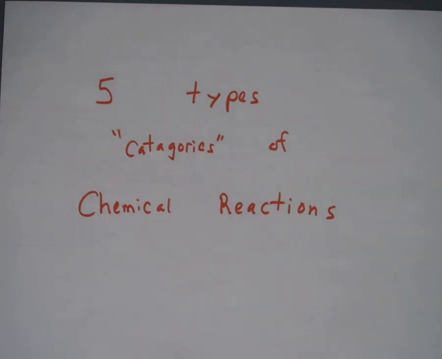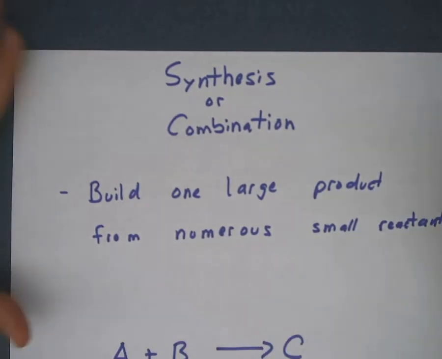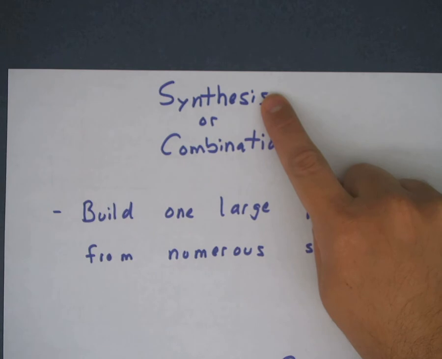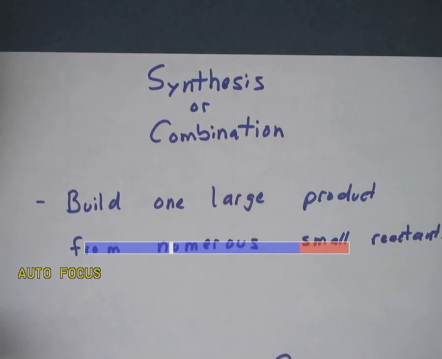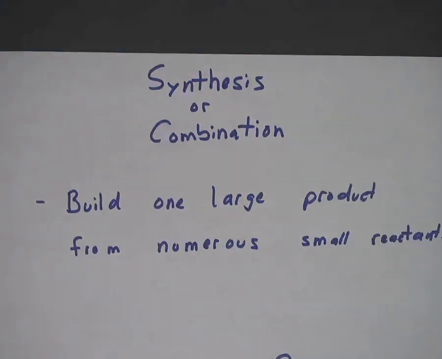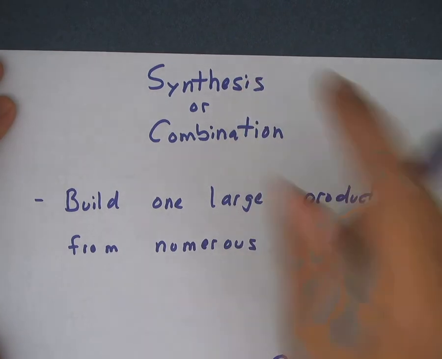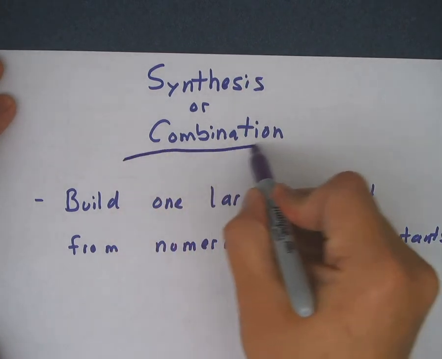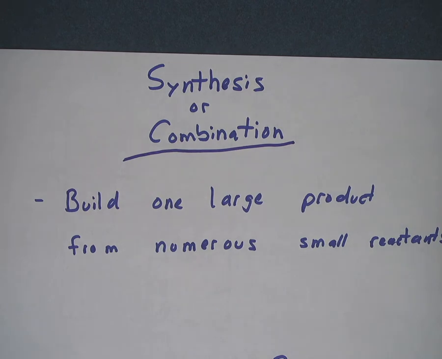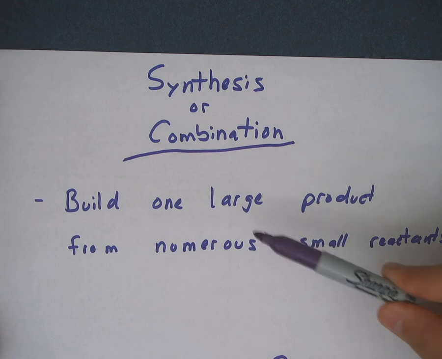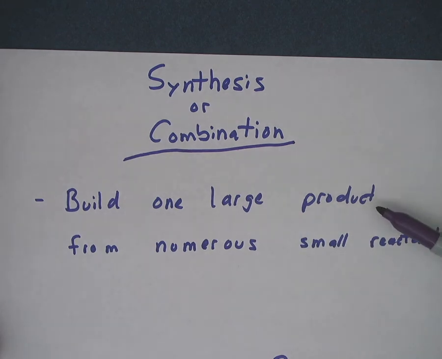All right, so our first type of chemical reaction is what some books call synthesis reactions and some books call combination reactions. We use both because both are correct. I like the word synthesis because it sounds advanced, but combination is probably really appropriate. We're going to combine things. Synthesis and combination reactions are where we build one large material, a product, from numerous small reactants.